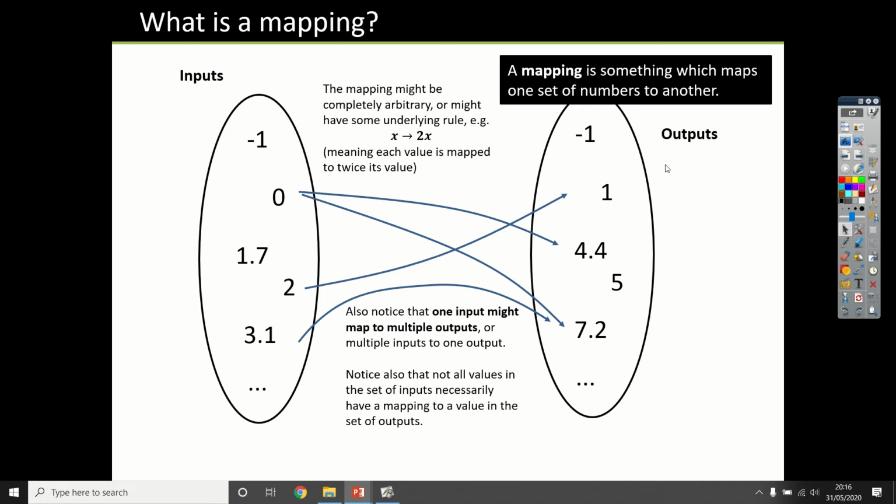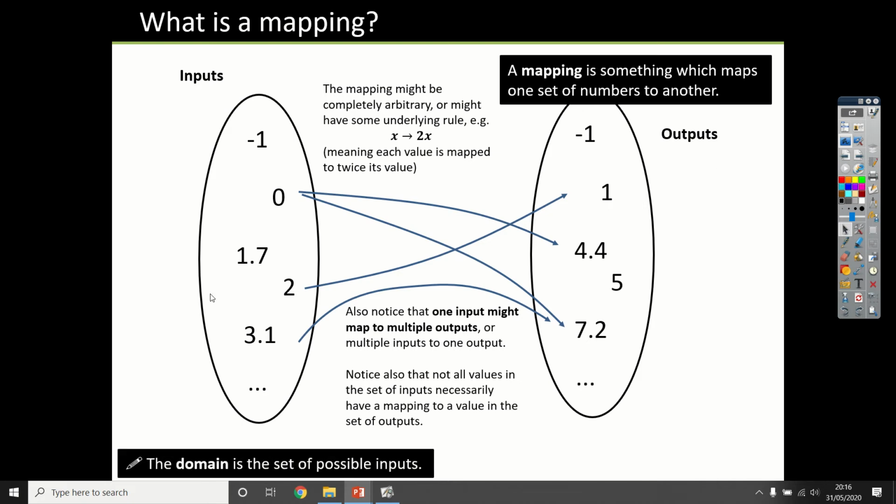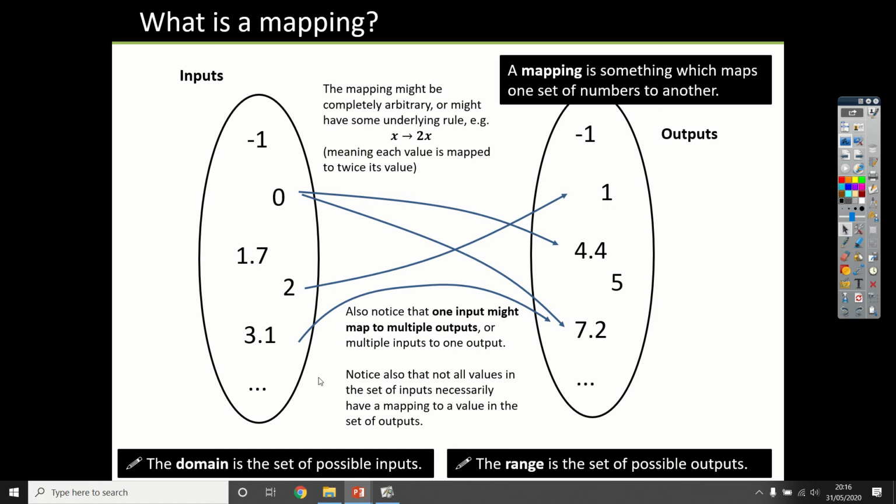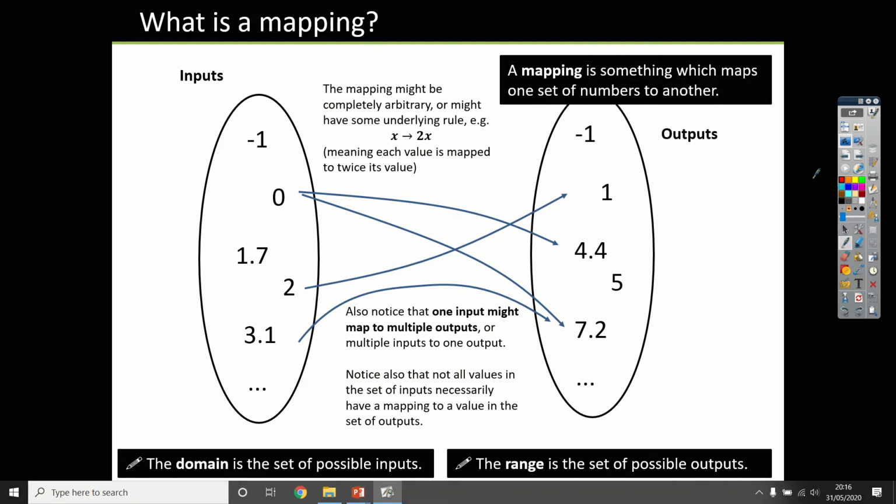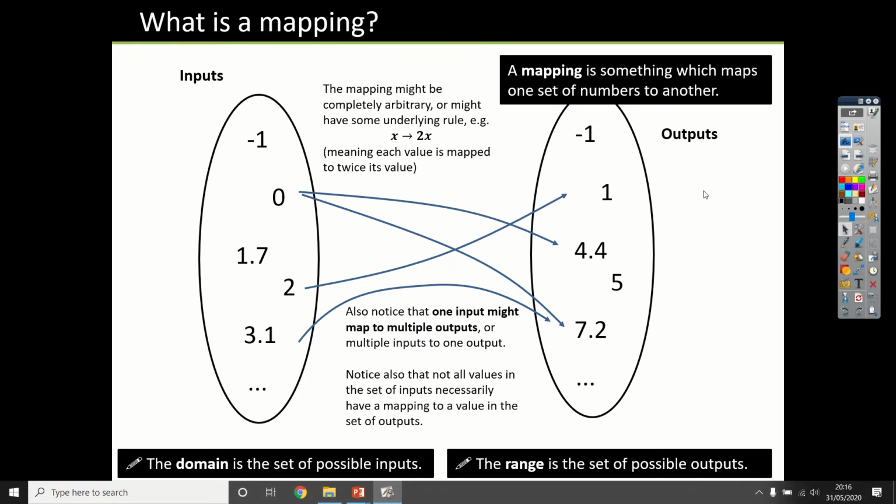But the two sets themselves have two different names that you need to know for A-level. The input set is called the domain, and the set of outputs is called the range. Strictly speaking, when we talk about the range, we're talking about the possible numbers that come out of this function. So we'd exclude -1 from the range of this function because it doesn't have an input. But it doesn't matter all that much if you include it when you talk about the range of numbers.